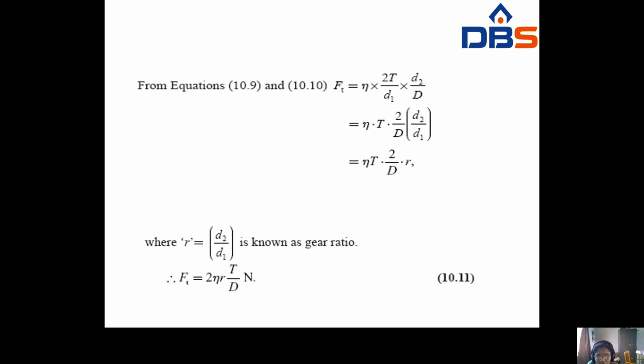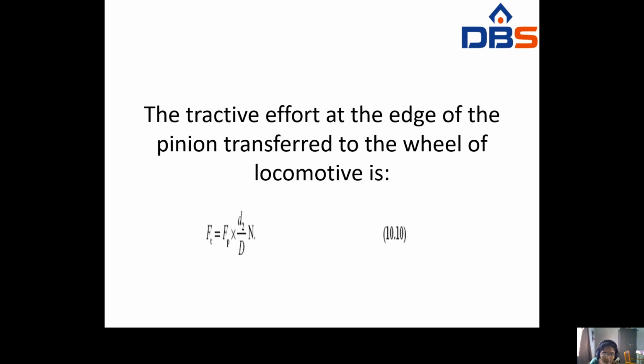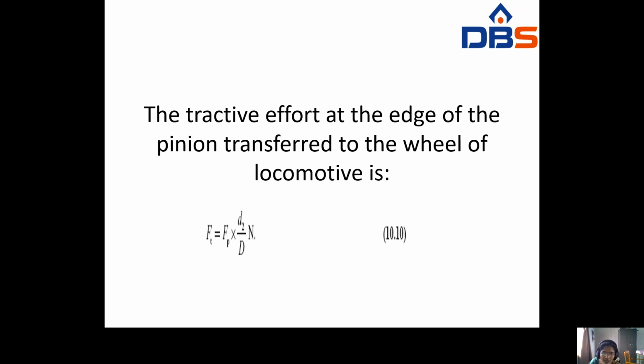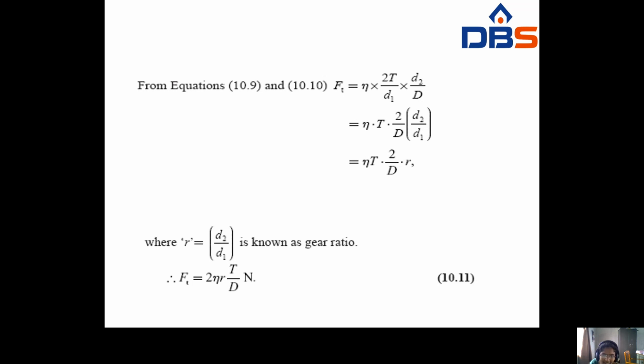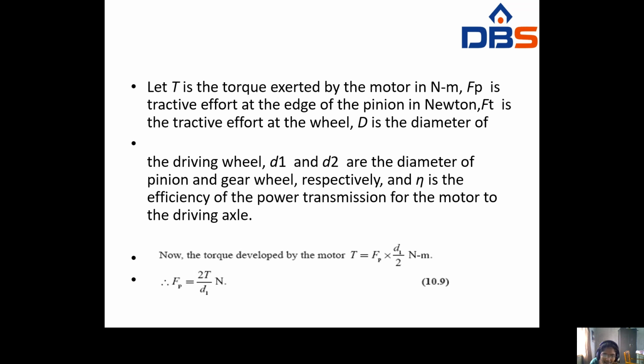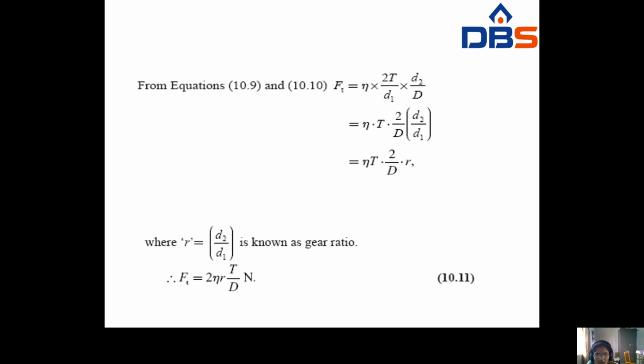So Ft equal to Fp into D2 by D. But here Fp is nothing but 2T by D1, times eta. Here eta is a constant, so you write Ft equal to eta into 2T by D, into D2 by D1.